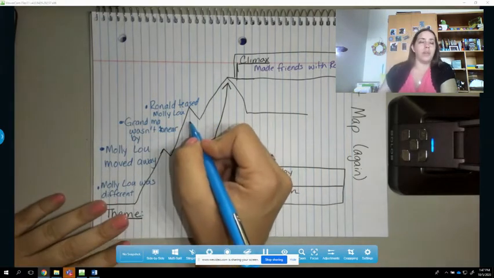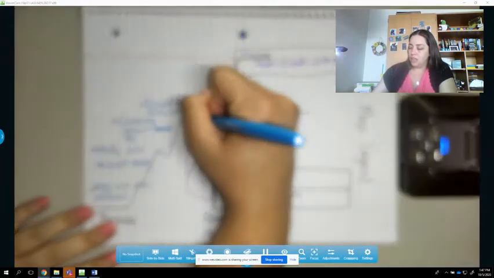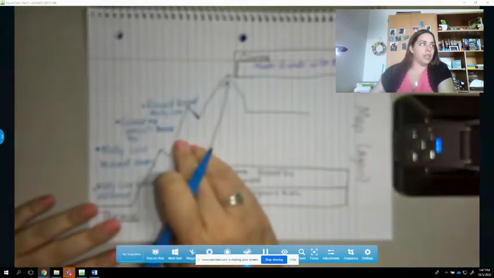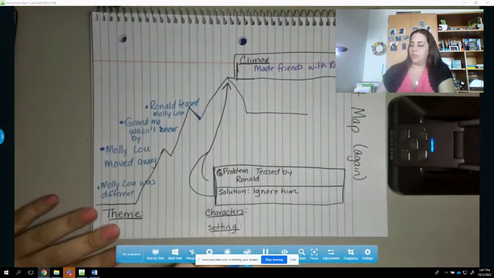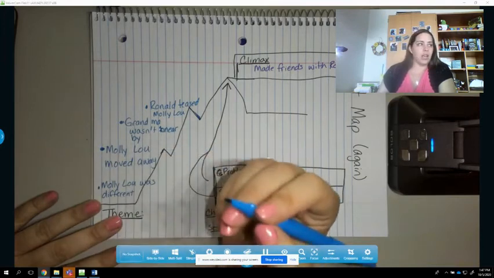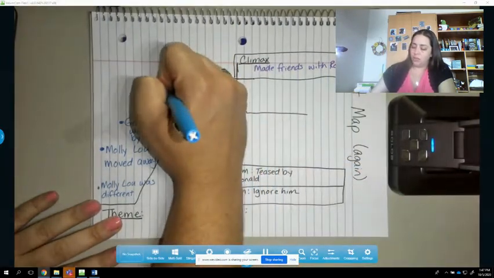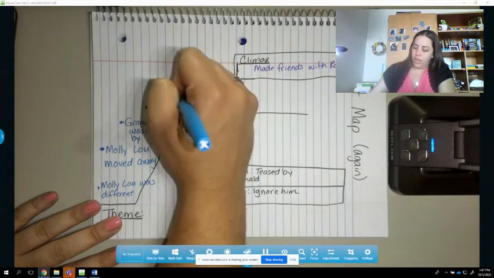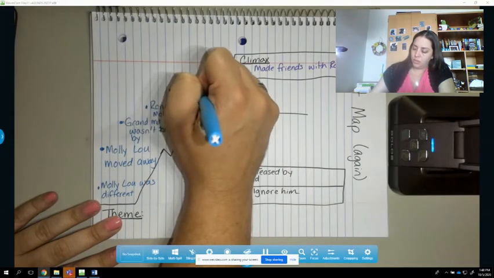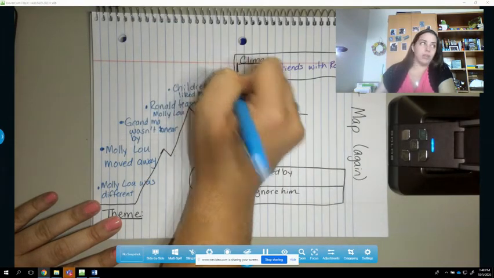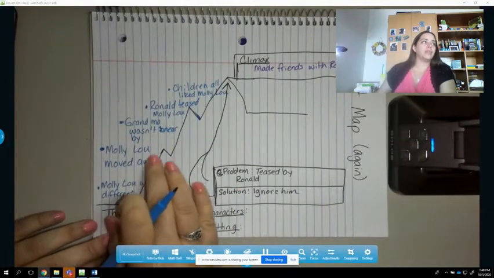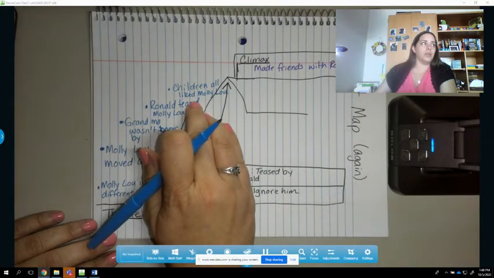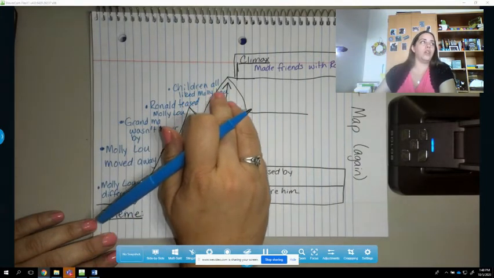But instead of that happening, what happened, and this was a little bit of a saving grace right here, so a little bit of our drop that came down, was that the children all liked Molly Lou. So we had a couple of small problems. Molly Lou moving away, grandma wasn't near, Ronald was another problem, and then the children all liked Molly Lou.